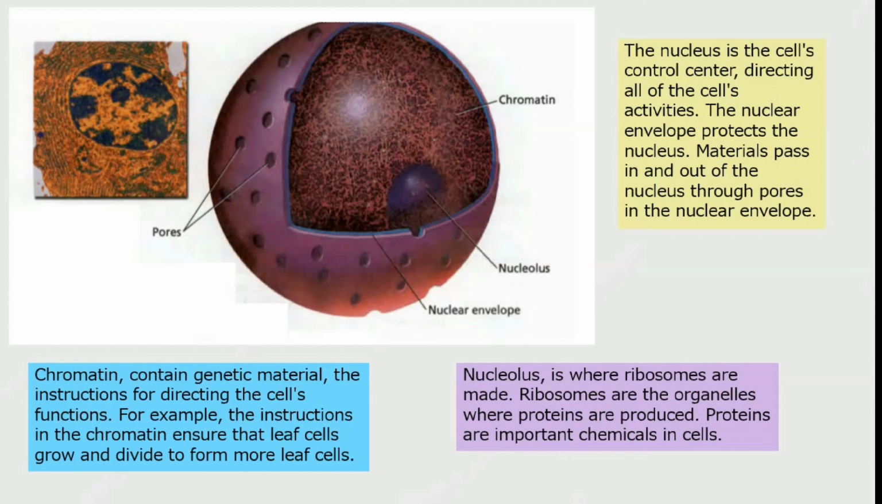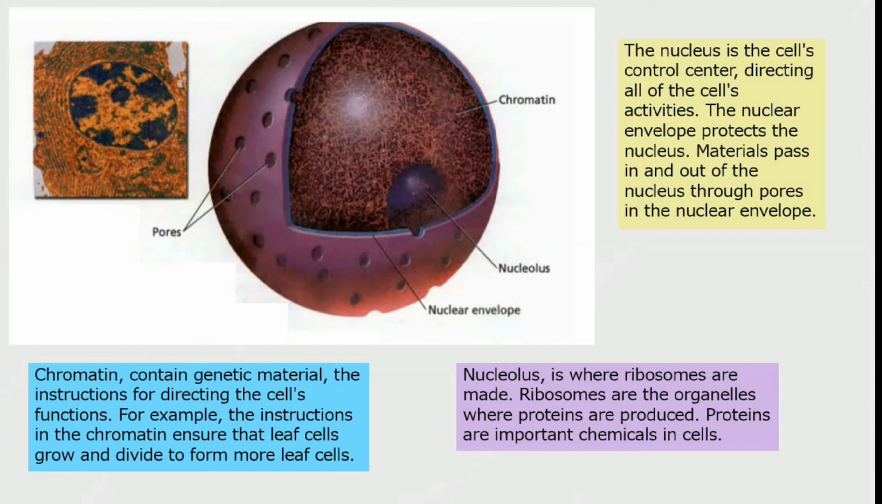Chromatin. You might wonder how the nucleus knows how to direct the cell. The answer lies in those thin strands floating directly ahead in the nucleus. These strands, called chromatin, contain genetic material, the instructions for directing the cell's functions. For example, the instructions in the chromatin ensure that leaf cells grow and divide to form more leaf cells. You can think of the nucleus as a repository for genetic information in cells. A repository is a storage area.